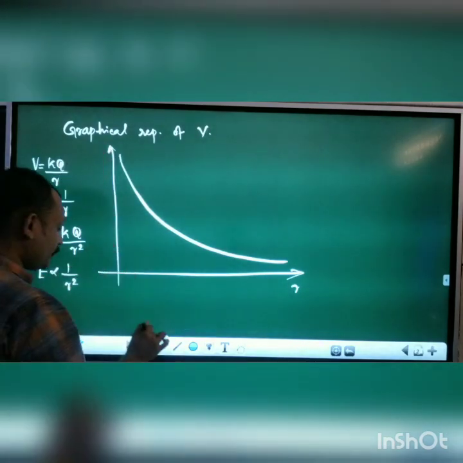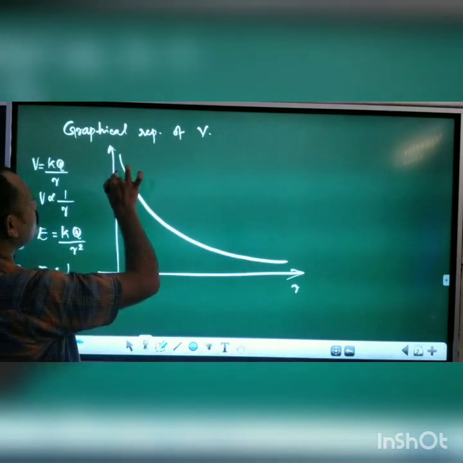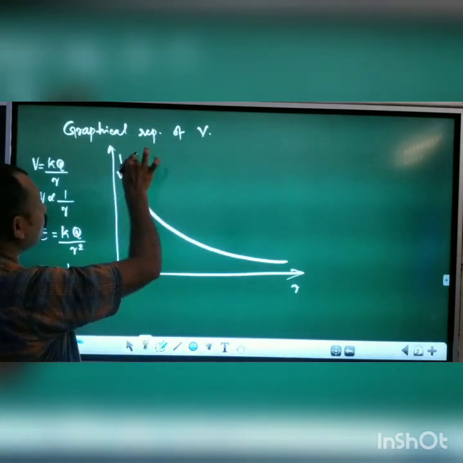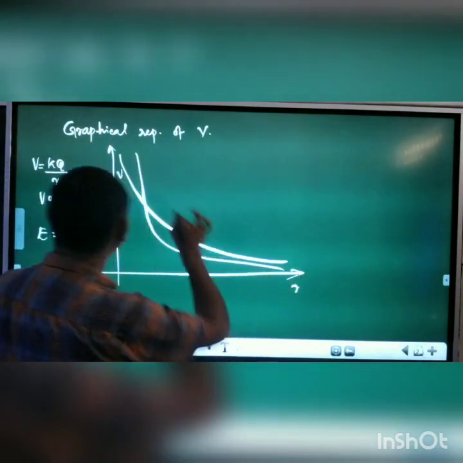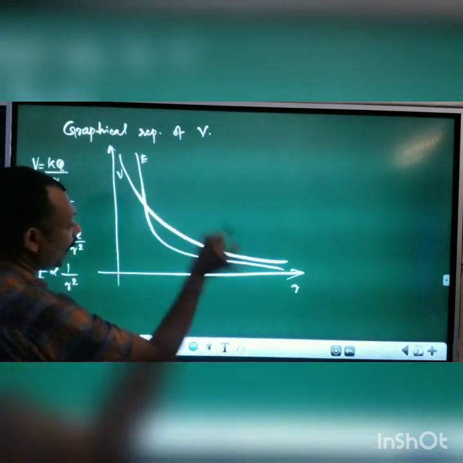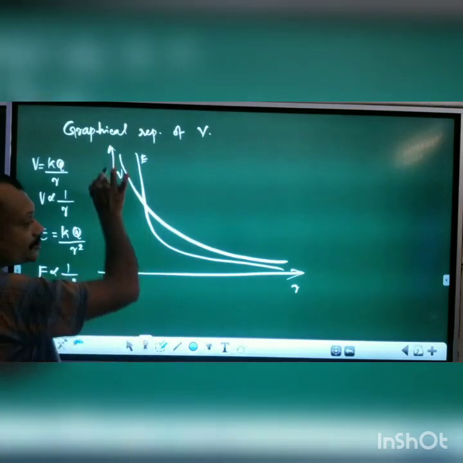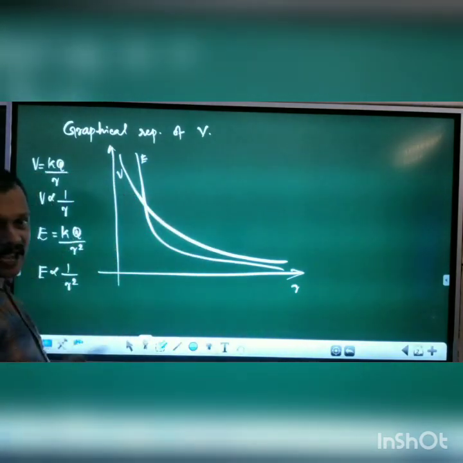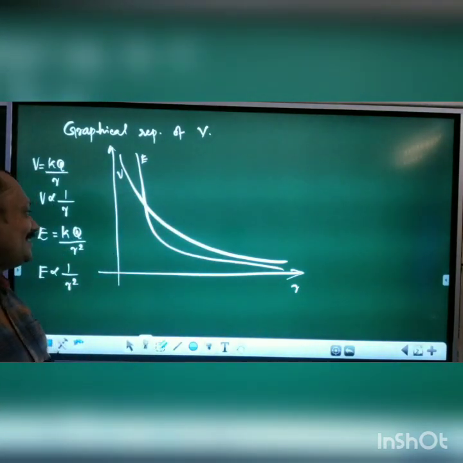Okay, we will mix them together. So this is the graph for V. This will be the graph for E. This is a parabola. The variation of the electrostatic field E with r is a parabola. The variation of V with r is a rectangular hyperbola.